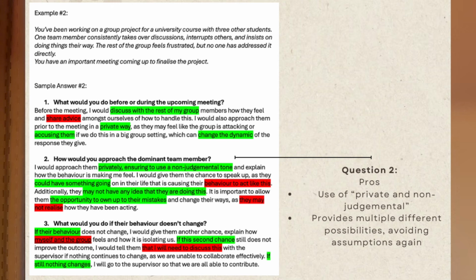I also mentioned multiple different situations where they could have something going on in their life, or they may not even have any idea that they're doing this. Again, using the basis of those if-then statements, ensuring I'm not making any of those assumptions, and acknowledging different possibilities for why this might be happening.